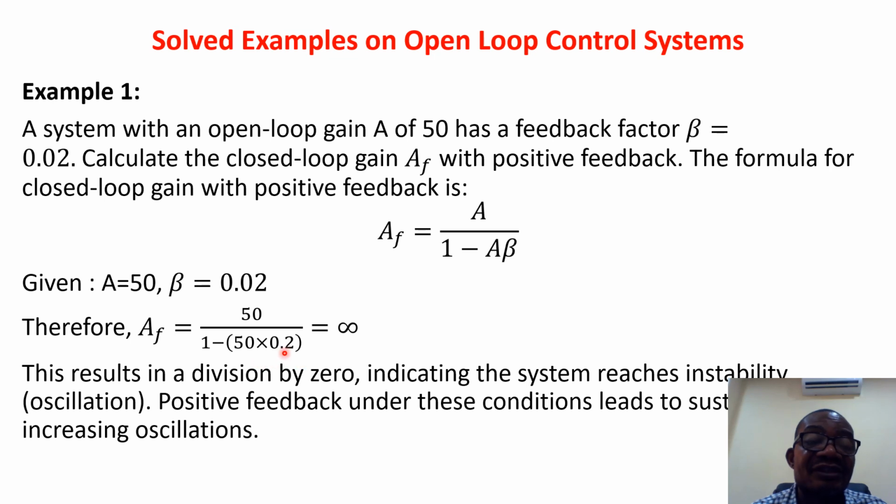So 50 times 0.02 gives you 1. 1 minus 1 is equal to 0. So once the denominator is 0, the system becomes unstable. So this results in a division by 0, indicating the system reaches instability or oscillations. So positive feedback under these circumstances lead to sustained or increasing oscillations.